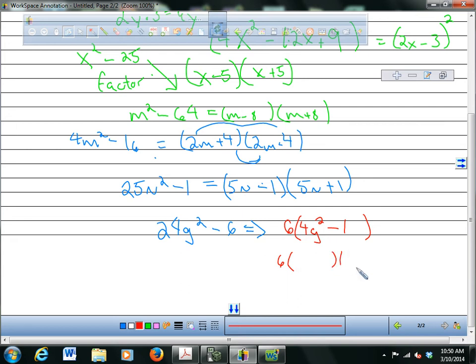Now what does this 4g squared minus 1 factor to? This is a difference of 2 squares. What's the square root of 4g squared? 2g. 2g plus 1, 2g minus 1. So sometimes if you see something that looks like this, you have to pull out a GCF first. Okay? One more like that, and then we'll be done.